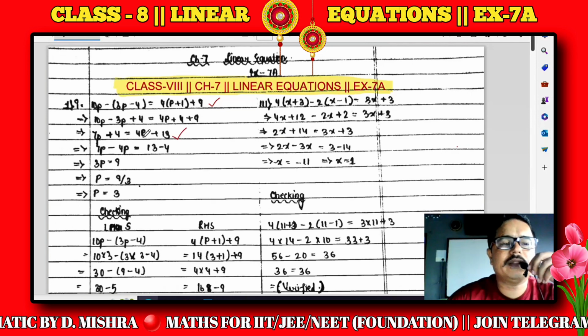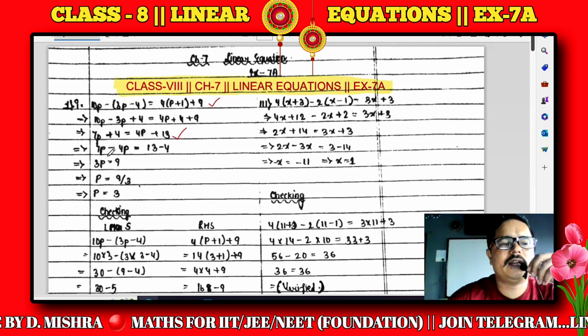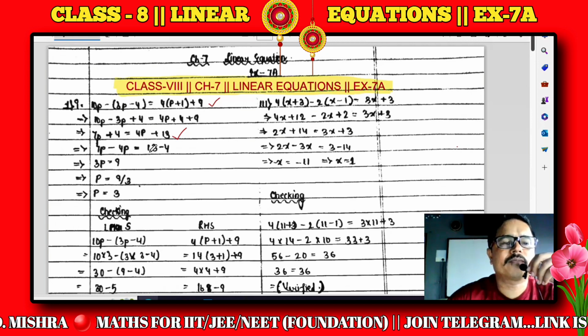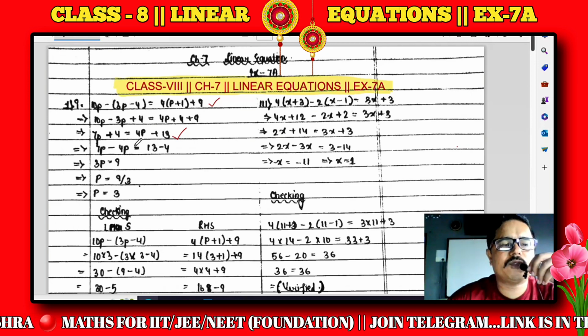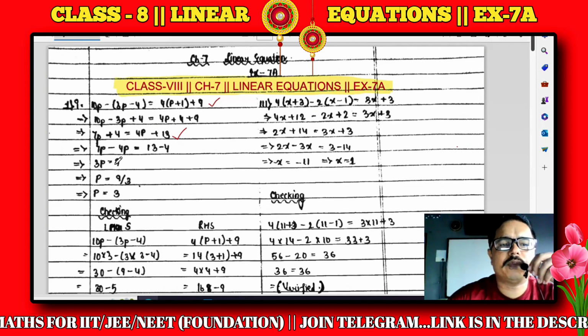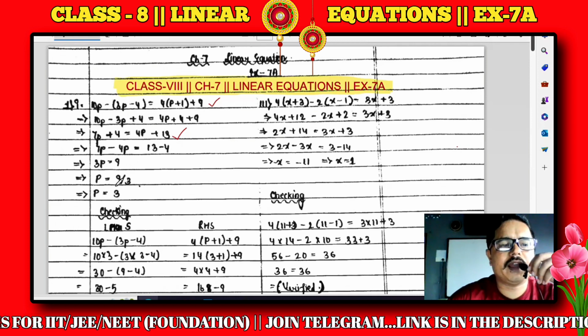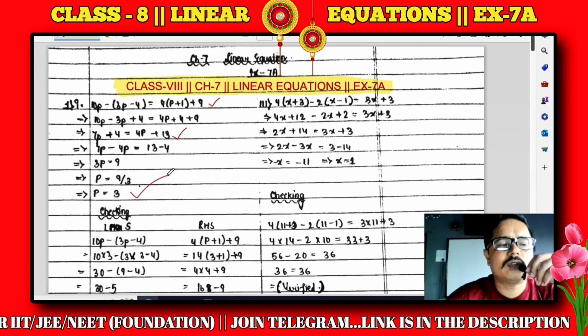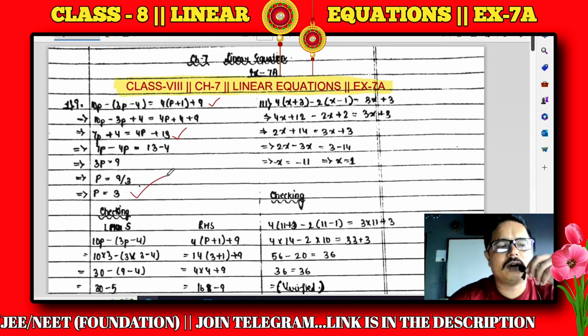Now we will bring this 4p to the left side, and it will be 7p minus 4p is equal to 13, and when this 4 comes to this side, it will be minus 4. So 7p minus 4p is 3p equal to 9, and p equals 3. So this is the answer, and now we will check it.